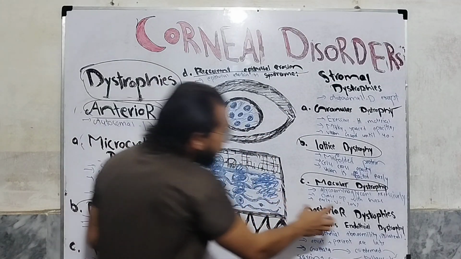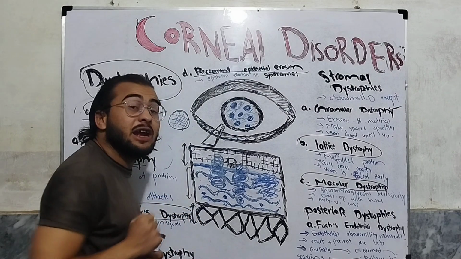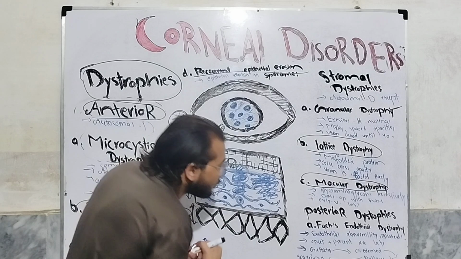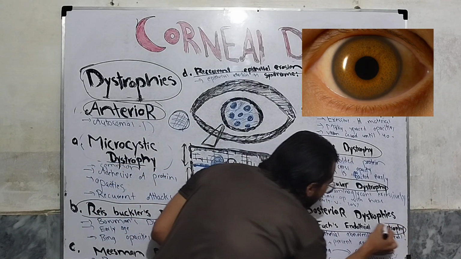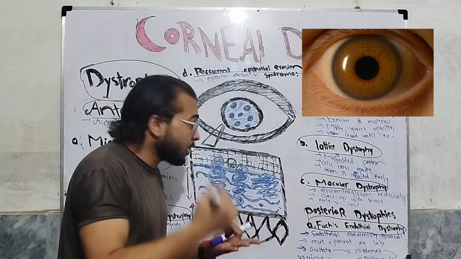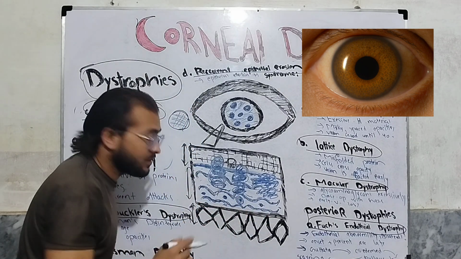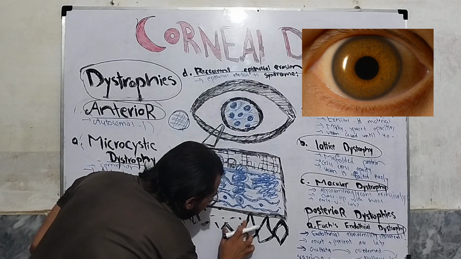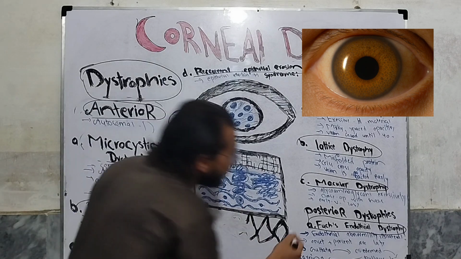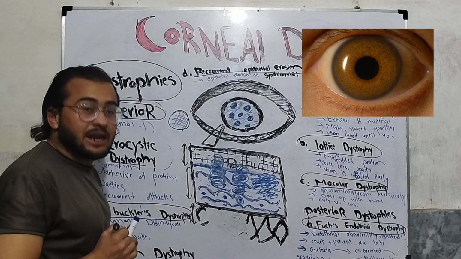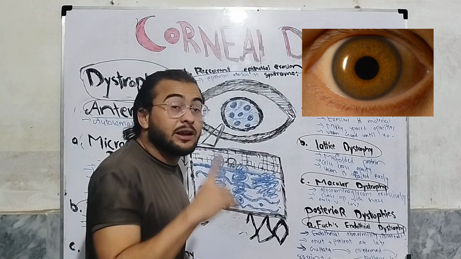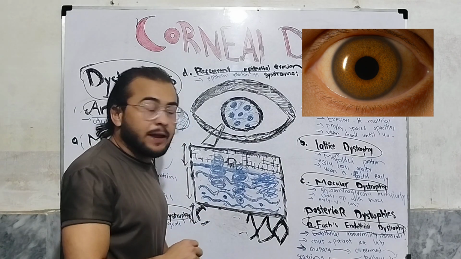Now the last one is the posterior dystrophies, which involve the endothelium. We will discuss only one type which is very important, the Fuchs endothelial dystrophy. What is happening? It is a bilateral condition in which, due to some genetic problem in the endothelial cells, the endothelial cells will degenerate, disintegrate and disappear. Its onset and presentation are both late, and remember, it is more common in females.